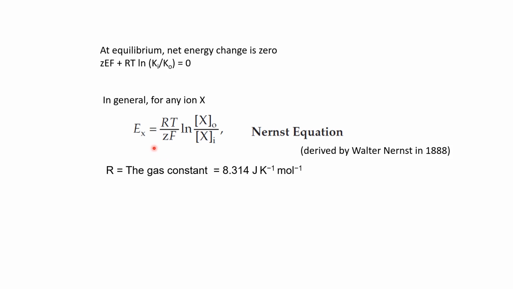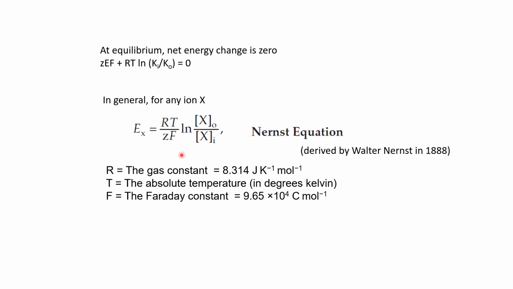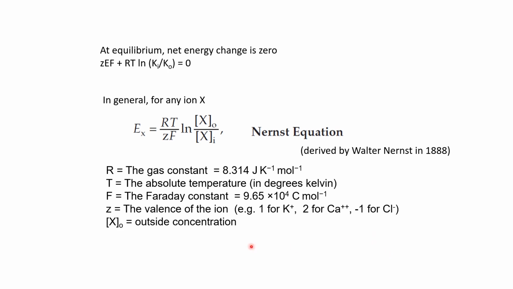And in this equation, R again is the gas constant, which is equal to 8.314 in the SI units. T is the absolute temperature in kelvins. F is the Faraday constant, which is approximately 100,000 in SI units. And Z is a dimensionless quantity, which indicates the valence of the ion. So it is +1 for K+, 2 for calcium, -1 for chloride, and so on, +1 for sodium. And Xo and Xi are the concentrations of the ions outside and inside. And what matters is the ratio. So if both the concentrations are multiplied by 2, it will not change the equilibrium potential.